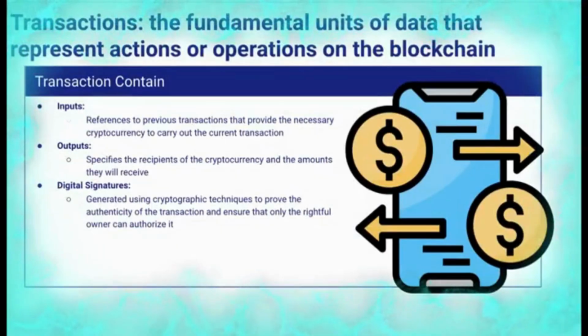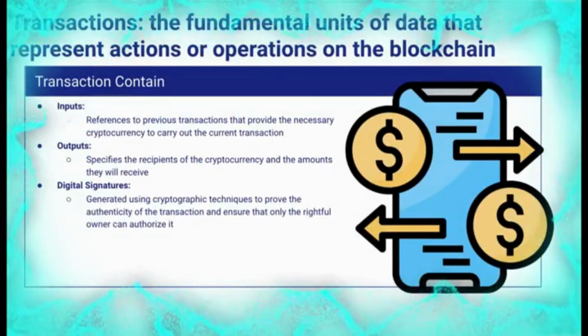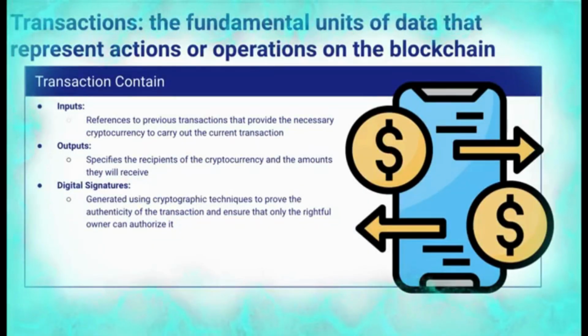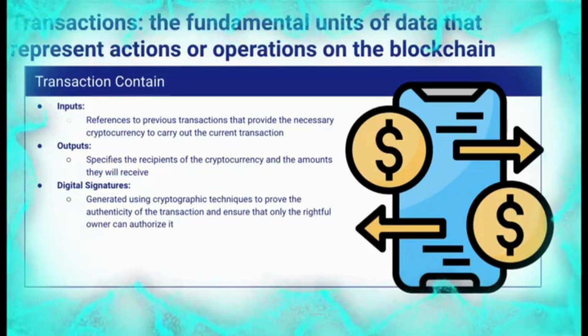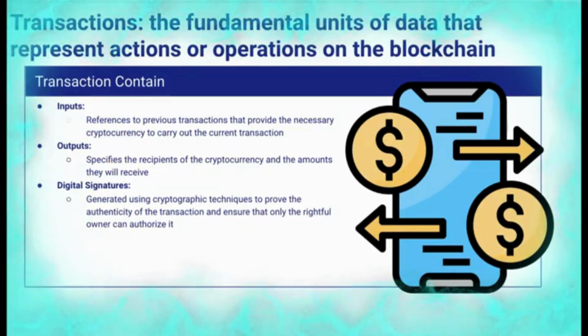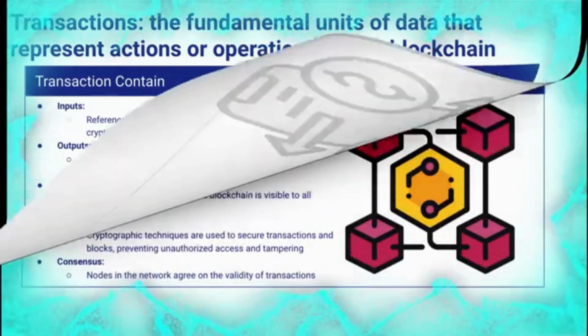Number 3. Transactions. Transactions are the fundamental units of data that represent actions or operations on the blockchain. They can involve transferring cryptocurrency, executing smart contracts, recording ownership changes, or any other relevant activity. Each transaction contains the following: inputs, reference to previous transactions that provide the necessary cryptocurrency to carry out the current transaction. Outputs, specifies the recipients of the cryptocurrency and the amounts they will receive. Digital signatures, generated using cryptographic techniques to prove the authenticity of the transaction and ensure that only the rightful owner can authorize it.